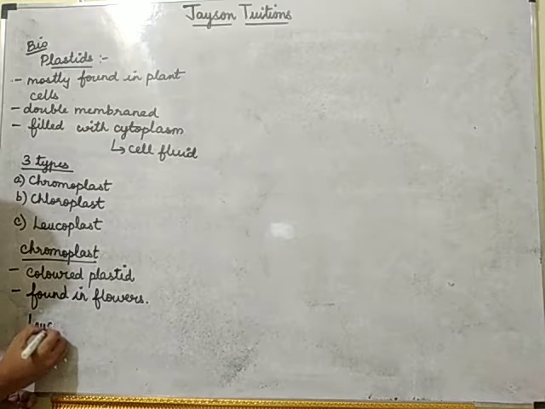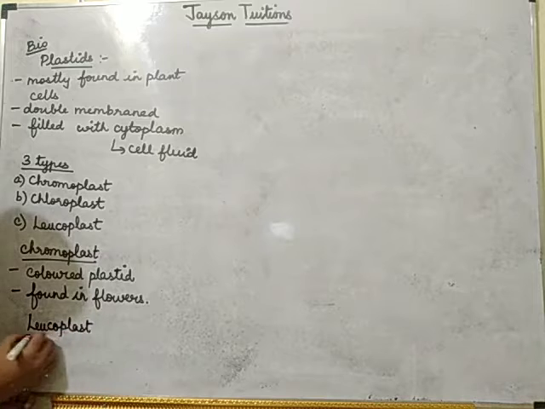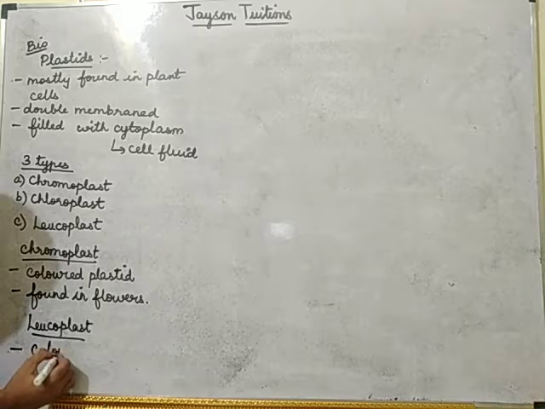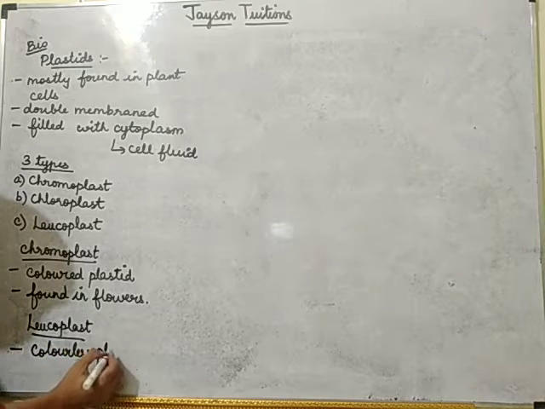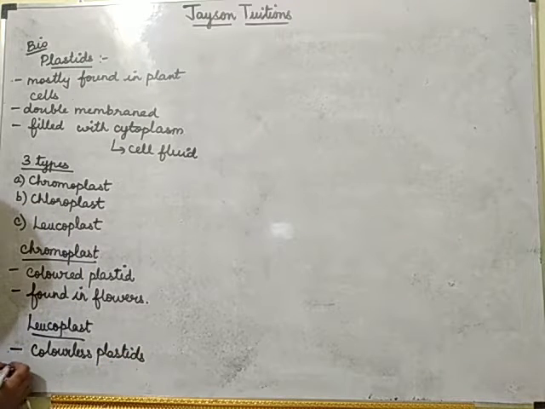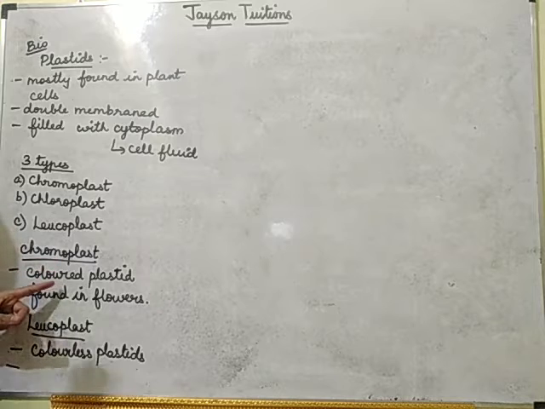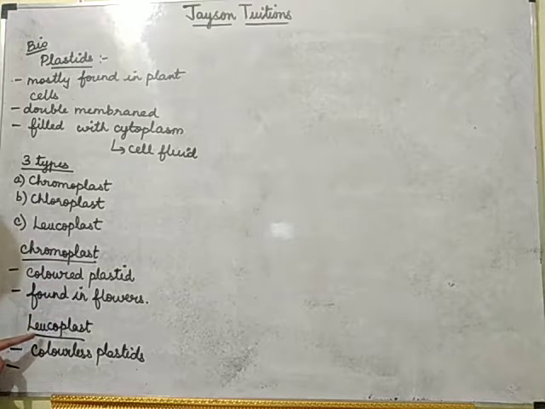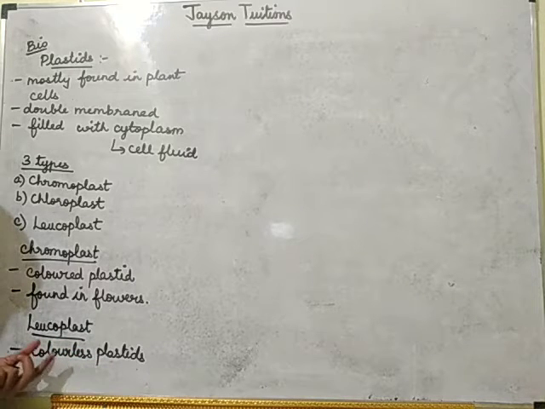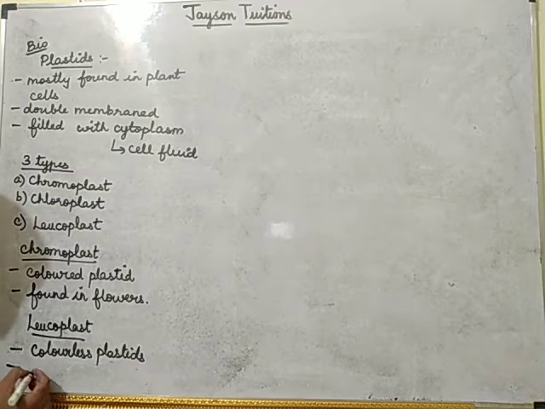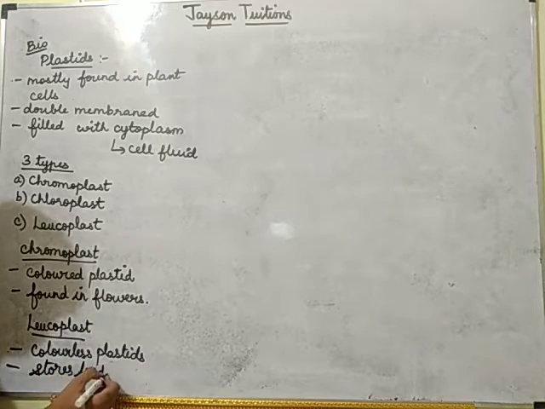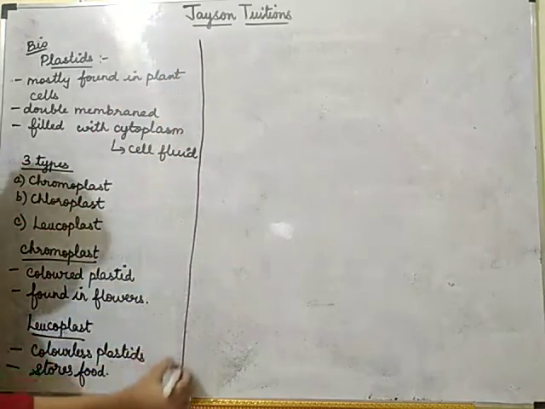The next one is leucoplast. Leucoplasts are colorless plastids. Since chromoplasts are colored, they are seen in the flowers, whereas leucoplasts are colorless plastids. So what is the use of leucoplast? It is used to store food. So leucoplast stores food.